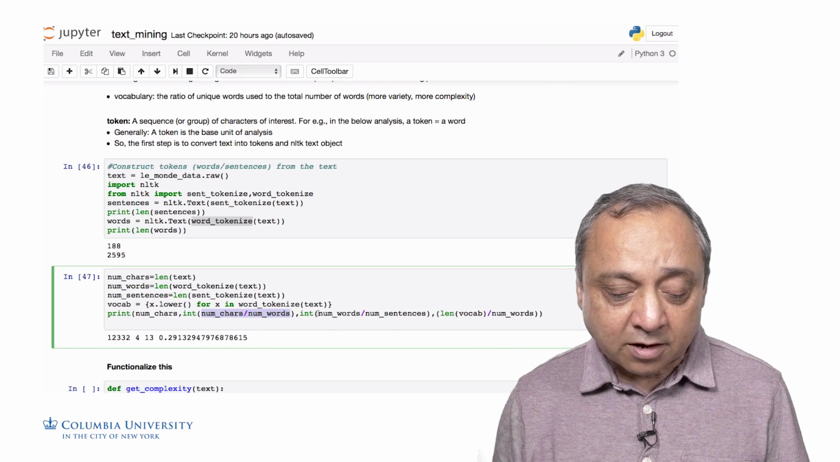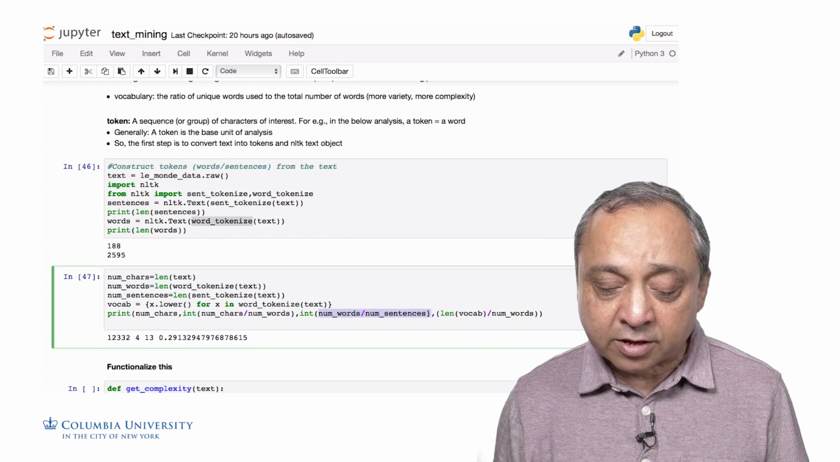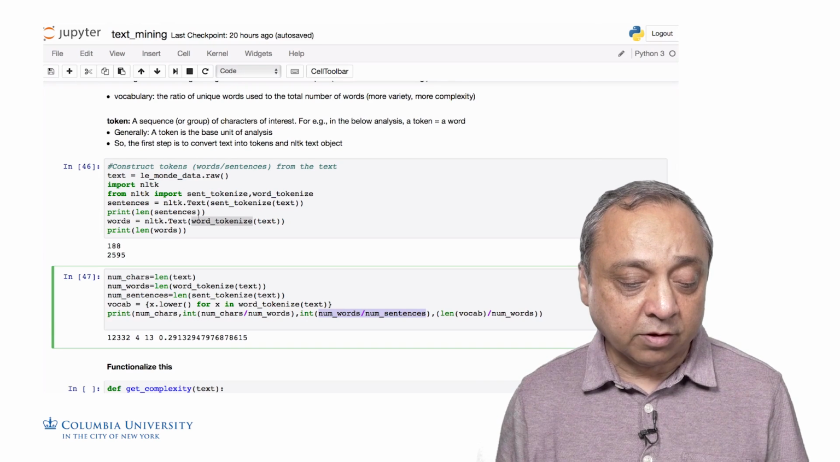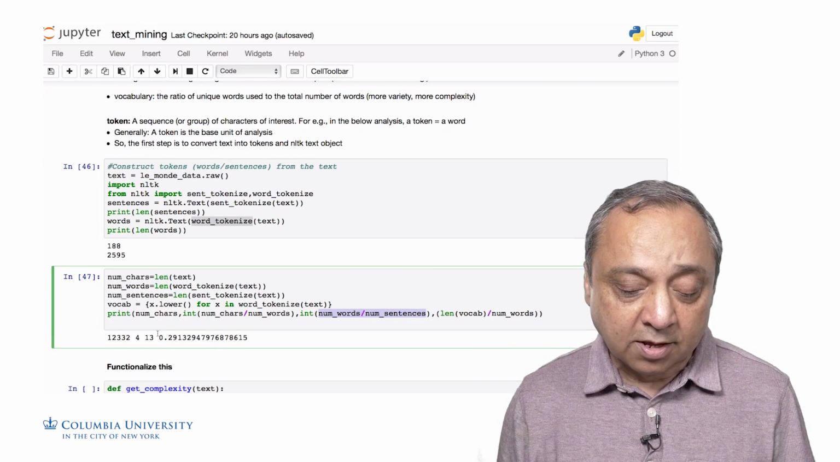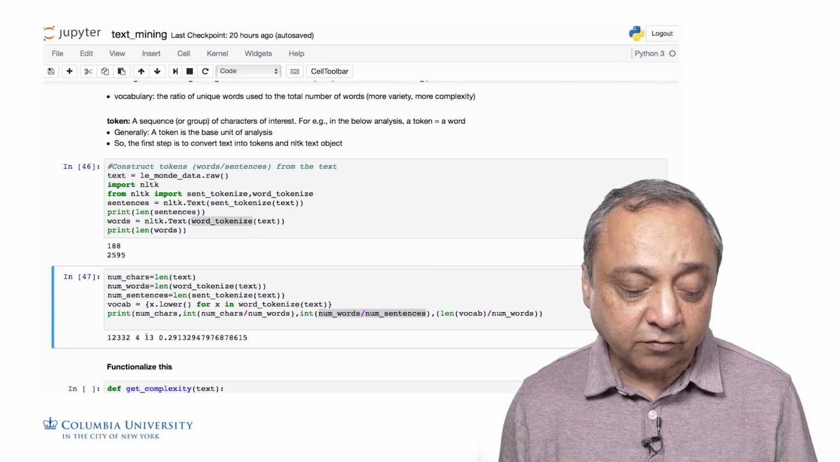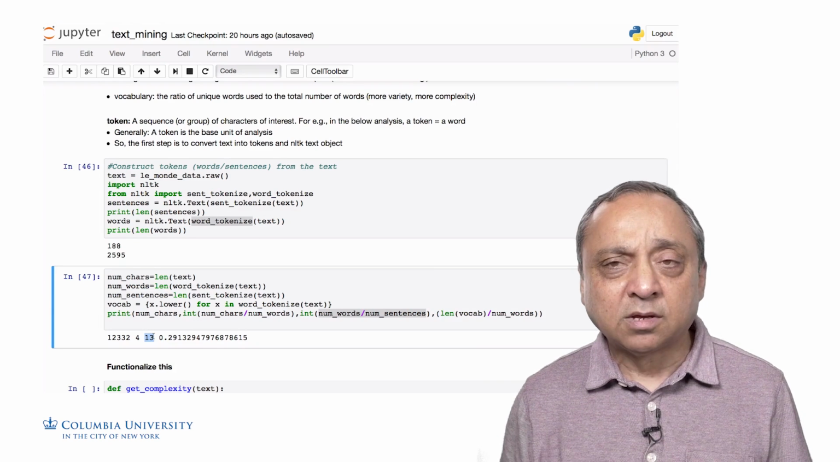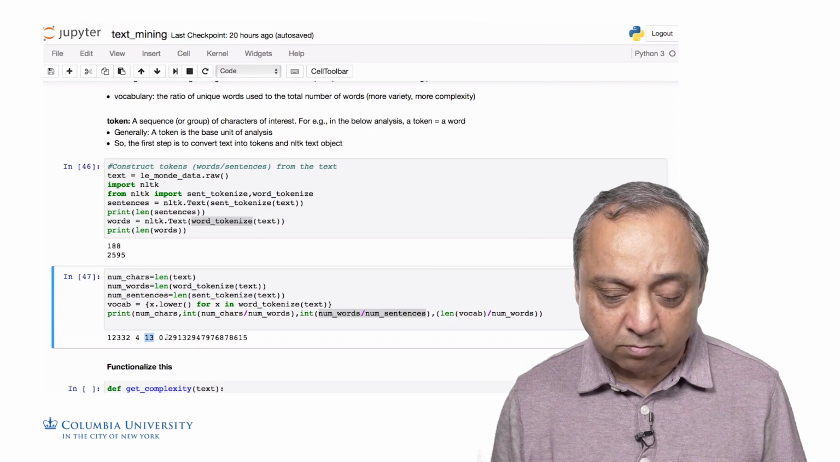Then you can take the number of words in the text and divide it by the total number of sentences. Right? We know how to calculate those too, and you get a length of sentences feature here, which is 13, which is kind of on the low side, I think, but it's okay.